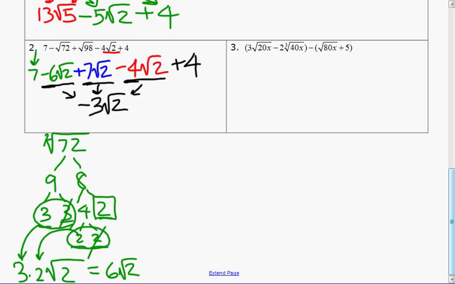Okay, I hope you said that there were still like terms, because there are. There's this 4 and there's this 7. They are just numbers. There are no radicals attached to them, so you can combine them. So we have a 7 plus 4, so we have an 11. So this 7 and this 4 become this 11, and our final answer is 11 minus 3 square root of 2. Remember, since 3 square root of 2 has a radical and 11 does not, they are not like terms, so we cannot combine them, so we'll just leave it as 11 minus 3 square root of 2.